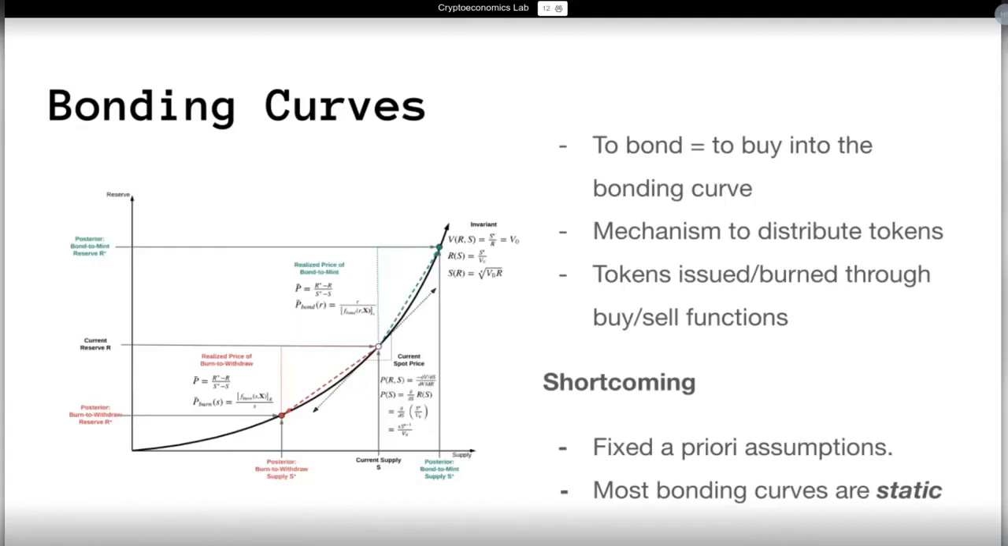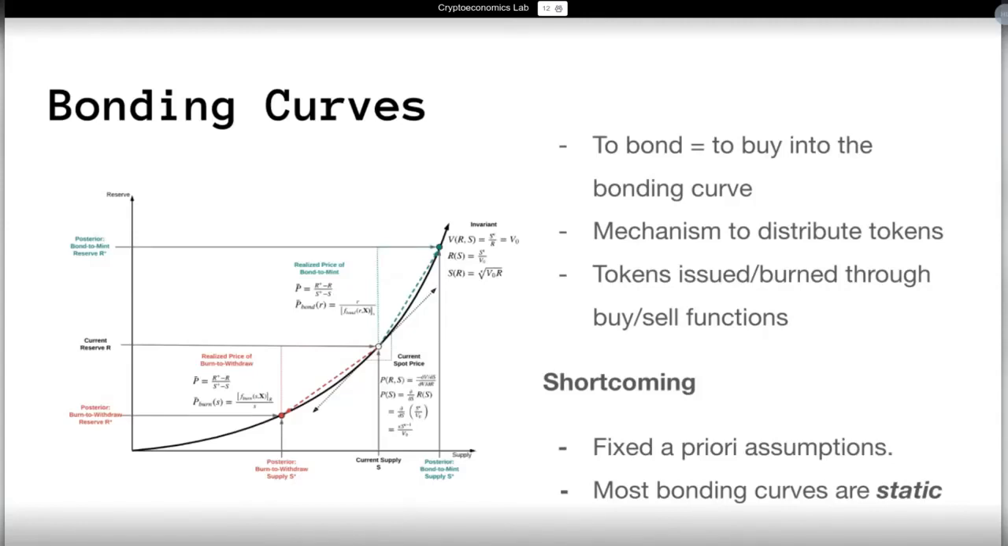So basically, a bonding curve is a mechanism to distribute tokens in a cryptoeconomic system, and the tokens can be issued or burned through buy and sell functions. Whenever you buy or bond into the bonding curve, you are buying reserve tokens. And if you are burning or selling, then you are essentially giving away your reserve tokens. So that's how this bonding curve works, but it does have a few shortcomings as it currently exists today. Some implementations have these shortcomings.